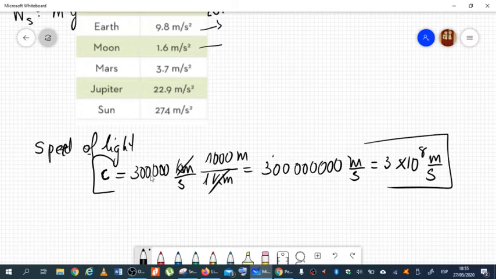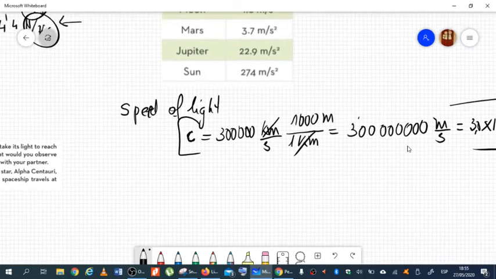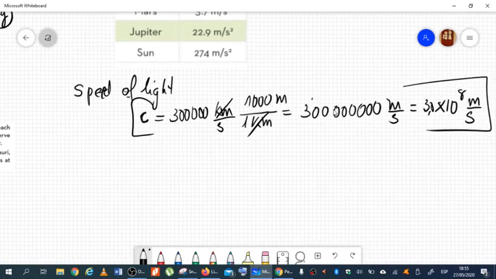La conocemos como 300.000 kilómetros por segundo, but in the international system it is 3.0 times 10 to the power of 8, okay. Okay, this is the speed of the light.